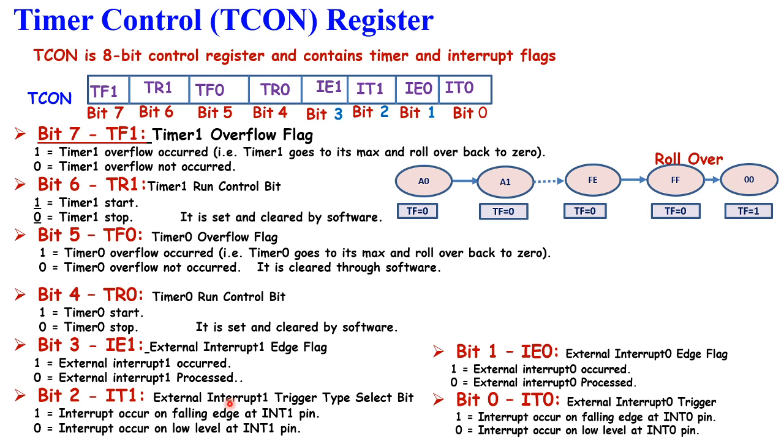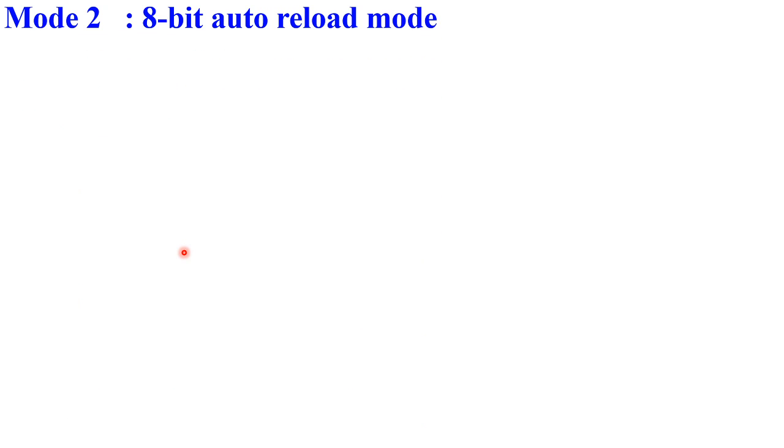These 4 bits we will discuss at the time of interrupts and interrupt functions. So at that time we will discuss this. So this is the TCON register. We have to focus on these 4 bits only. This is the run control bit, this is the overflow bit for timer 0, this is the run control bit, and this is the overflow bit of timer 1. So this is the use of the timer control register.